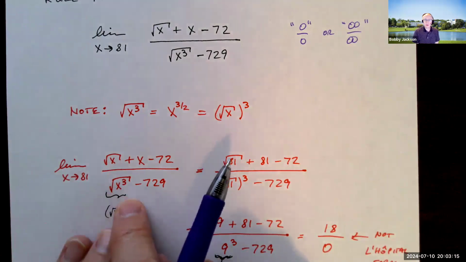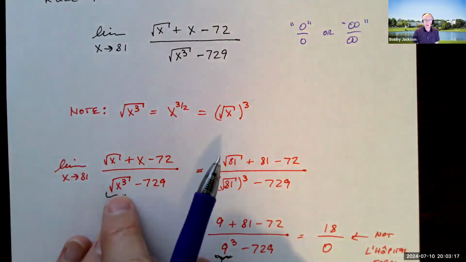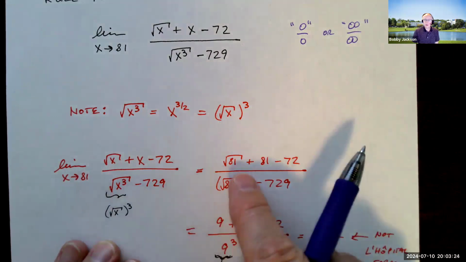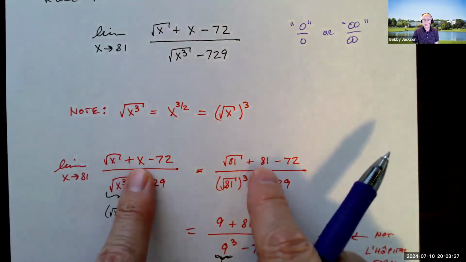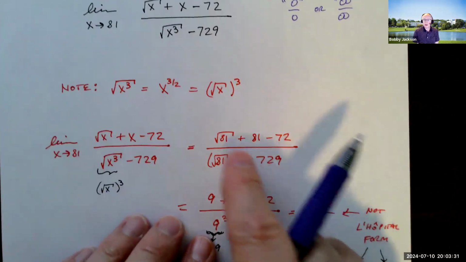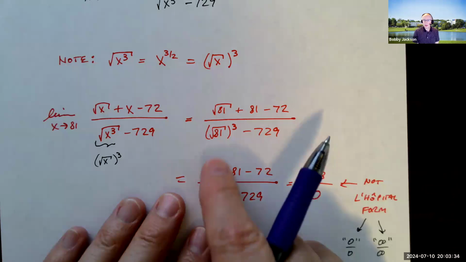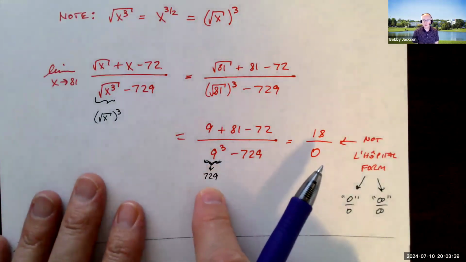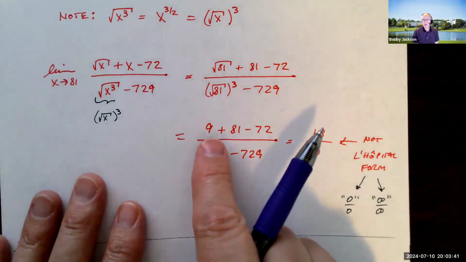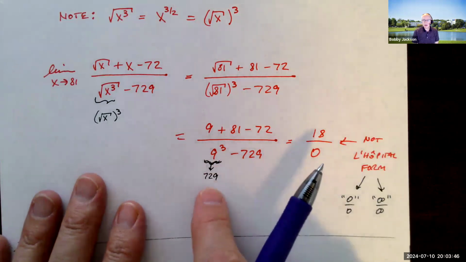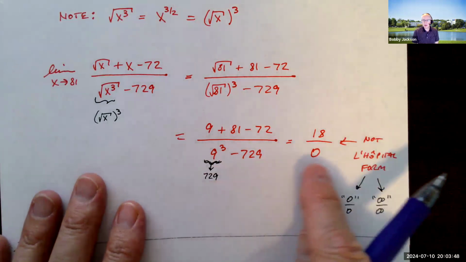So when I look at this limit, what's the form of this limit? I'm going to rewrite the square root of x cubed as the square root of x quantity cubed. So now I plug in 81. I get the square root of 81 up here, plus 81 minus 72, and then the square root of 81 cubed minus 729. Square root of 81 is 9. And so I've got 9 cubed. What's 9 cubed? Well, you can use your calculator if you don't know. It's 729. And so notice up top, I get 9 plus 81 minus 72. That's 18. But here in the bottom, 729 minus 729, that's 0.